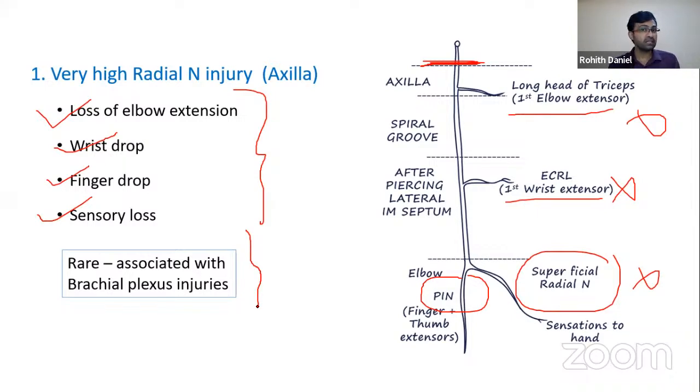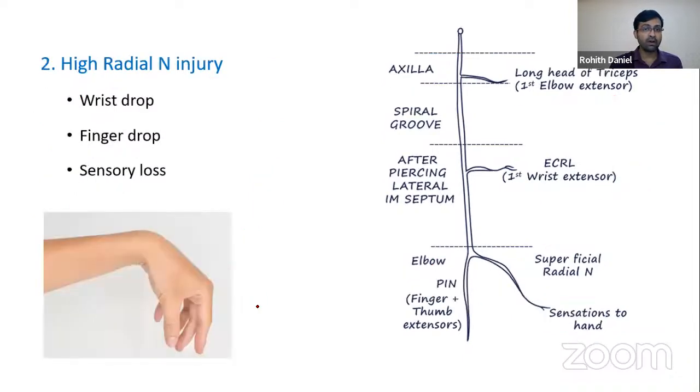Now, if this is very rare, what is more common? In fact, the most common type of radial nerve injury is your high radial nerve injury. What is high radial nerve injury? Here, there is an injury to the radial nerve, usually in this area, in the spiral groove. Anyway, the injury should be above the level of the lateral intermuscular septum.